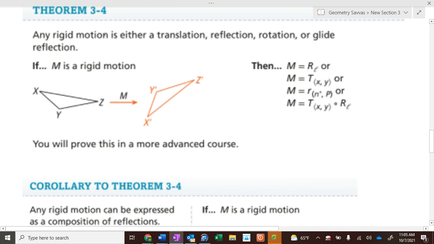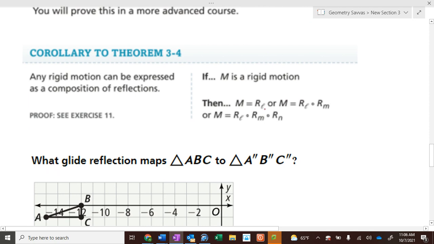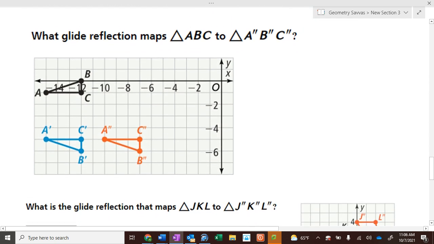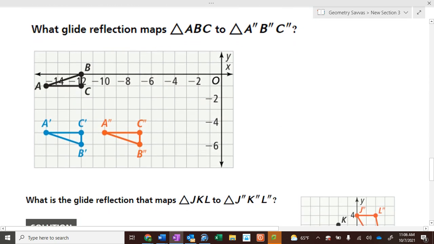So any rigid motion is either a translation, reflection, rotation, glide reflection, or some other type of composition of transformations. You could do one thing, 2 things, or 3 things to get a composition of transformations. Here we're going to do 2 things to get from A, B, C to A prime, B prime, C prime. To get from here down to here, since B is on the top and now B is on the bottom, it looks like we must have had a reflection.